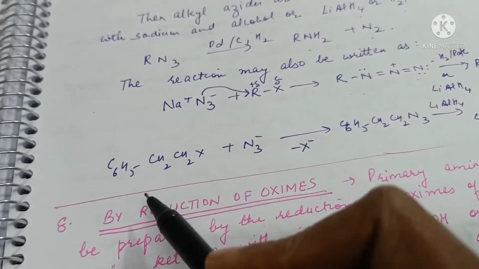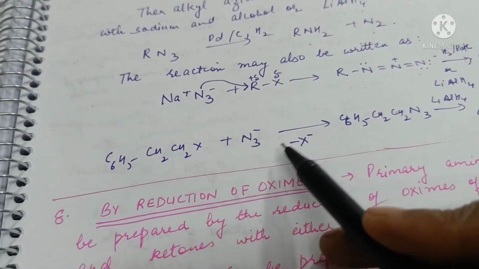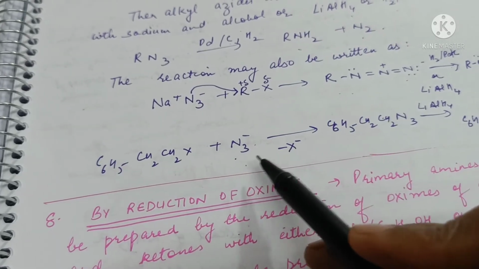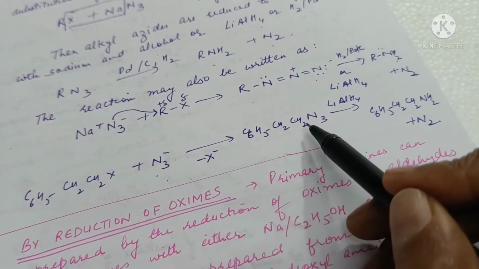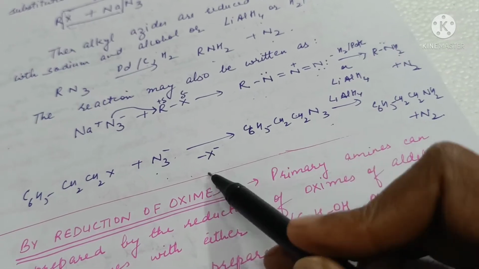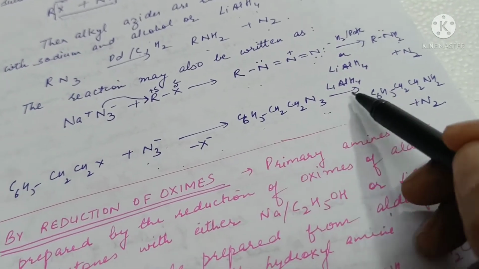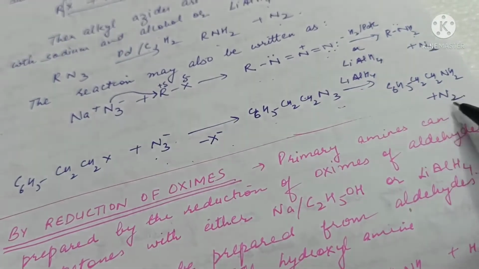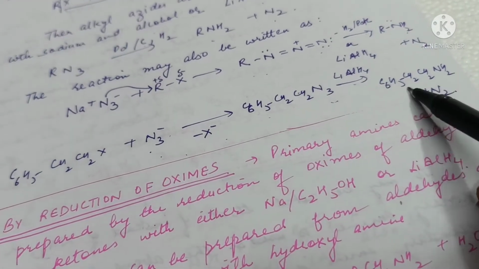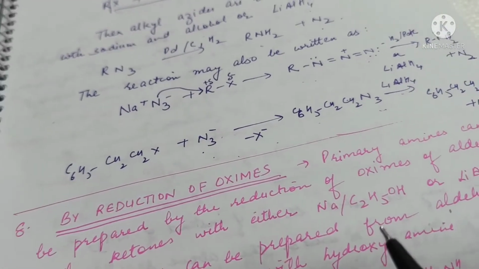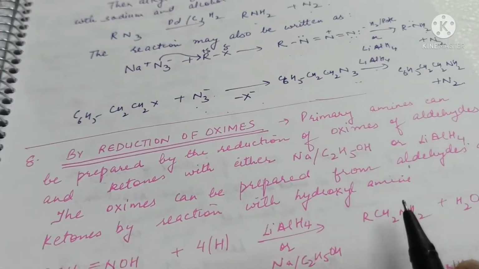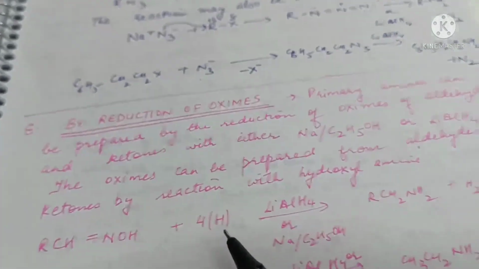So when C6H5CH2CH2X is treated with an azide ion, C6H5CH2CH2 azide is formed, halide ion is given off, and C6H5CH2CH2 azide on reduction will give off nitrogen and form C6H5CH2CH2NH2, an amine with the same number of carbon atoms as the halide.